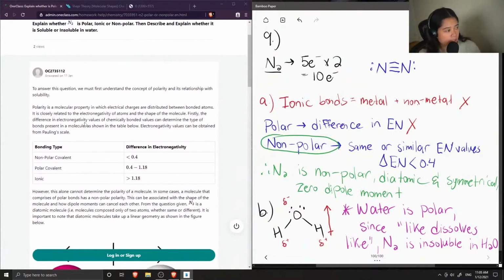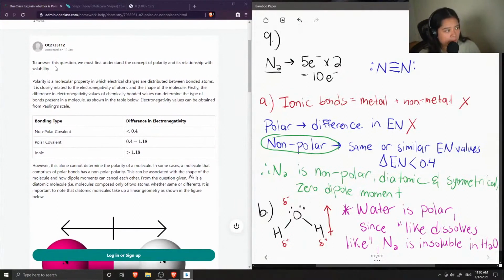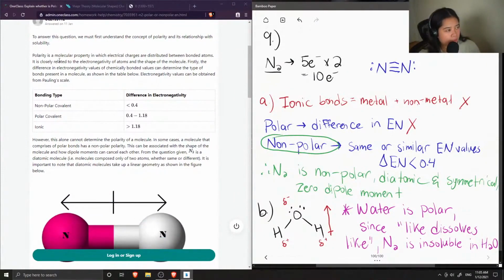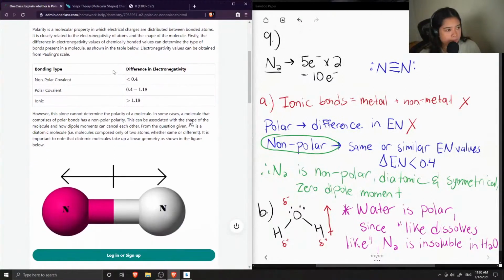And the junior tutor said, to answer this question, we must first understand the concept of polarity and its relationship with solubility. Polarity is a molecular property in which electrical charges are distributed between bonded atoms. It is closely related to the electronegativity of atoms and the shape of the molecule. Firstly, the difference in electronegativity values of chemically bonded atoms determines the type of bonds present in a molecule, shown in the table below. Electronegativity values can be obtained from Pauling's scale.